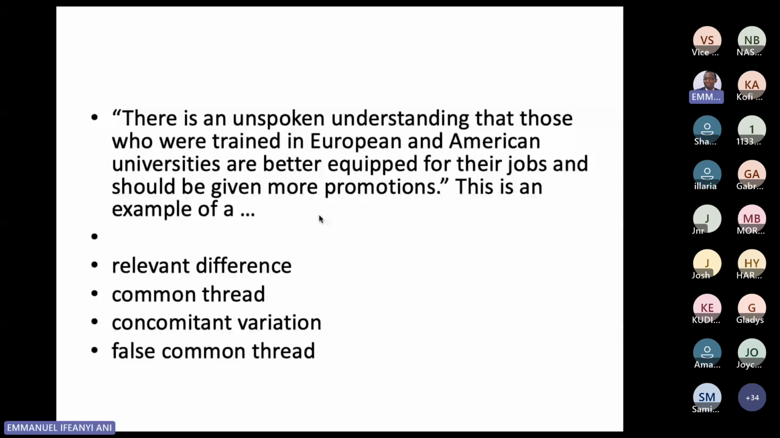So that is the idea. There are many American and European universities, and the common understanding is that those who are trained in those universities are better equipped for their jobs. So you think it is relevant difference from the situation here, but the question is focusing on something that is running through the universities in Europe and America. So at the end of the day, you have to look at the question very well and then ask yourself what the examiner wants.